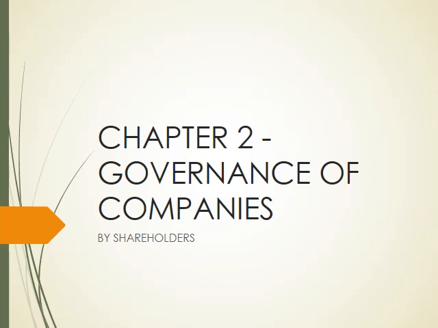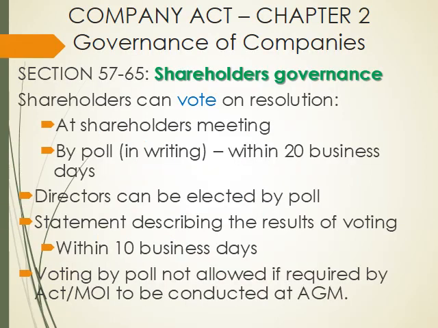The rest of chapter 2 then covers governance of companies, how shareholders are expected to govern or manage these companies. So sections 57 to 65 talk about shareholders' governance within the Companies Act. Shareholders can vote on any resolution. A resolution is just a decision that needs to be taken at a shareholders meeting, or they can vote by poll. They can have a poll that is running that needs to be in writing, and then that poll needs to be finalized within 20 business days.